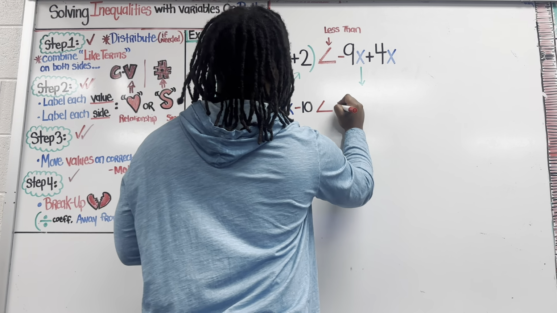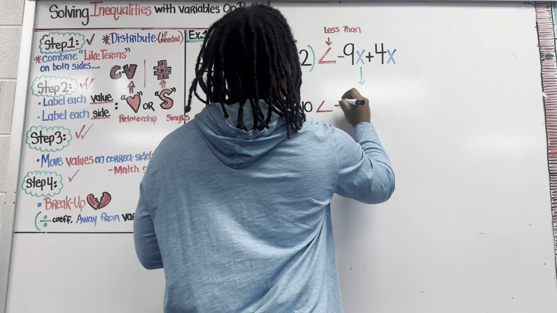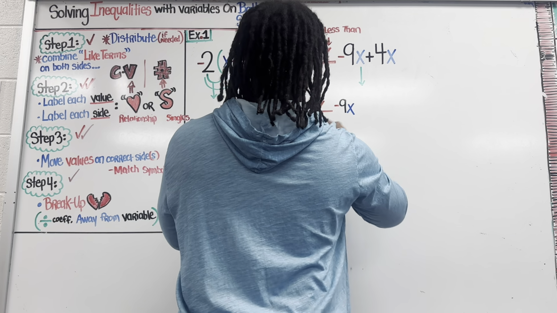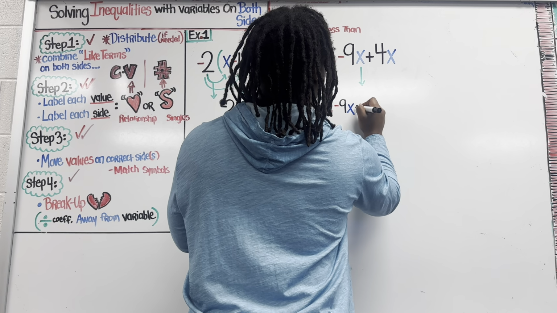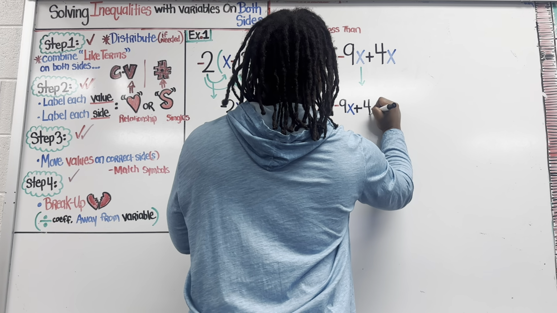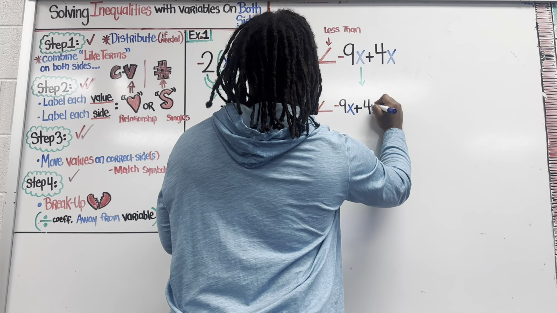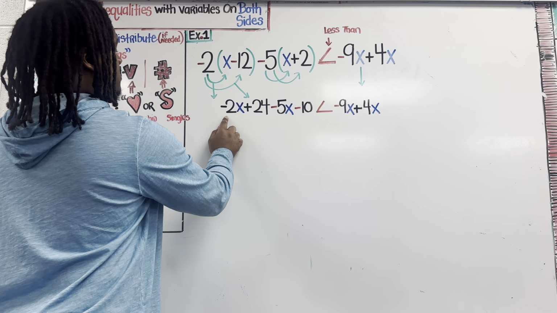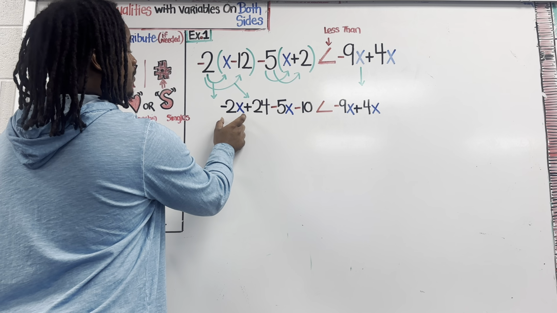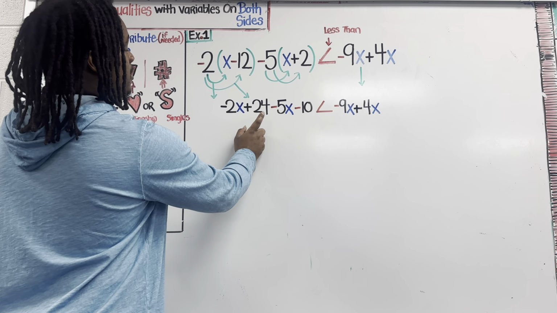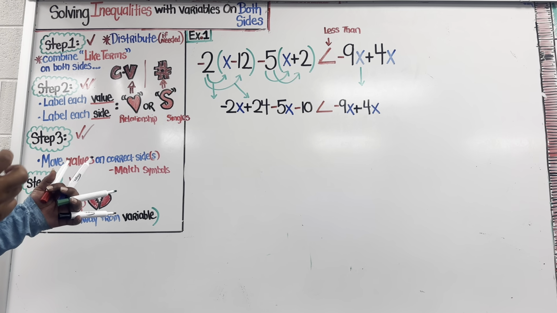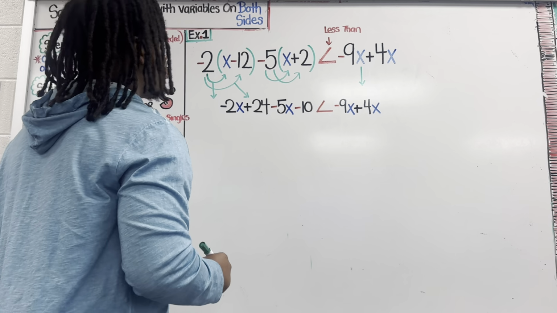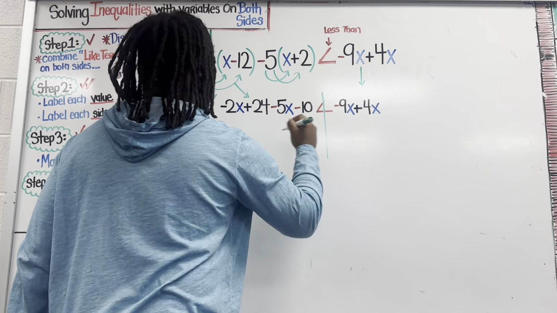-9x plus 4x. Now, ladies and gentlemen, I can successfully combine like terms. I'm going to combine all the x's with coefficients with one another, and I'm going to combine all of the single numbers, the integers, as well. Let's start on the left side. We're going to combine like terms.